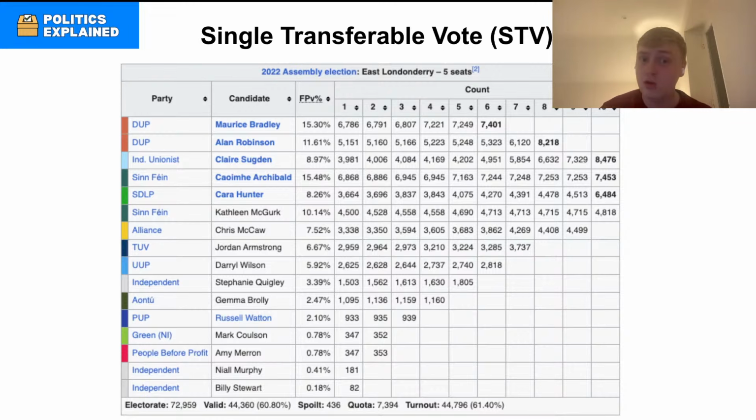elected. And crucially, what it also means is that voters can choose between members of the same party. So what you see here is one Sinn Féin candidate was elected, but another, Kathleen McGurk, wasn't elected because she got fewer votes. And that's really key. We're going to bring that into voter choice as we go forward.